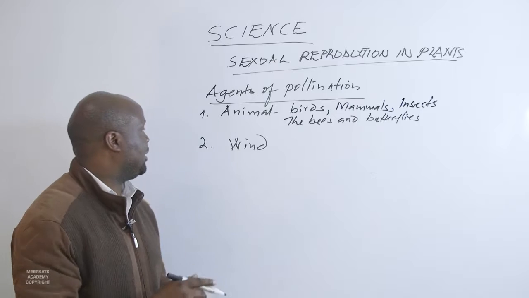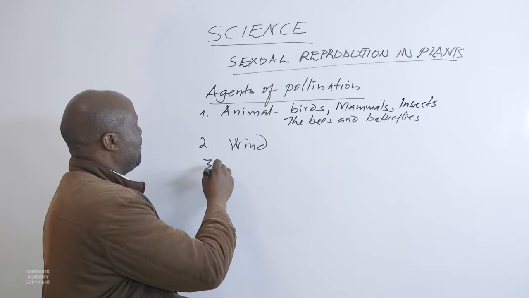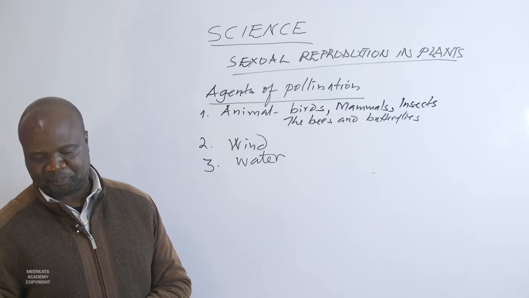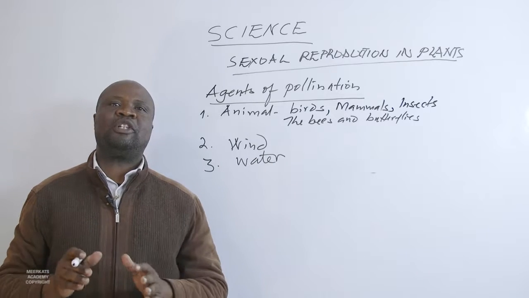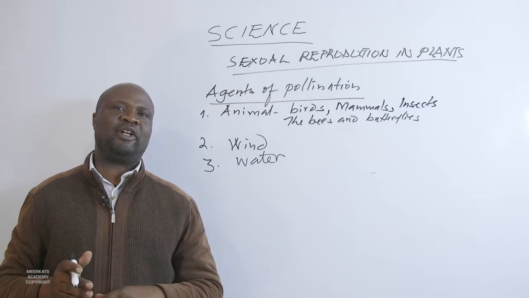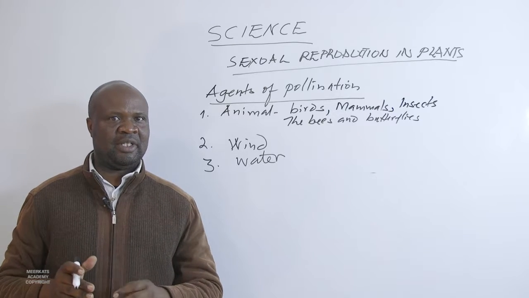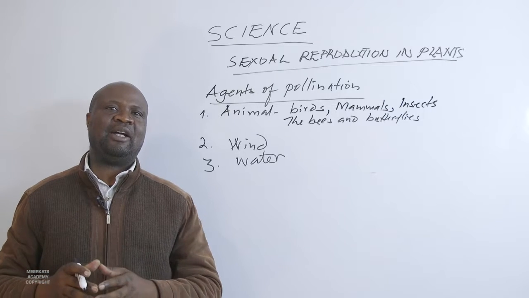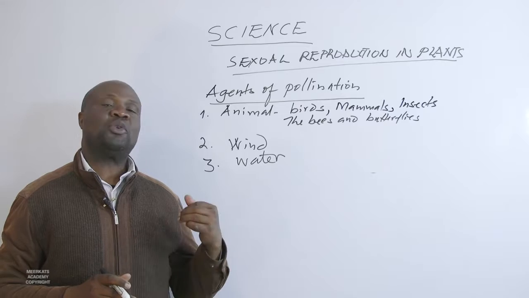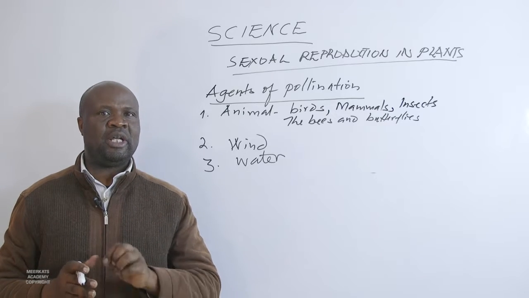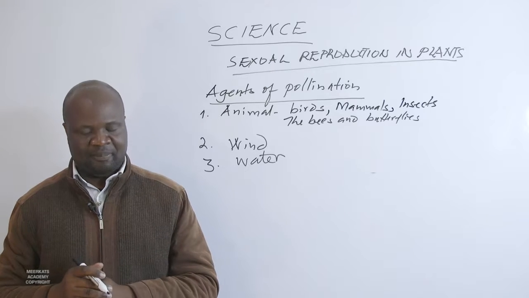The next agent is water. Water can carry pollen grains from one end of the river to another. And if they do this, then they will cause pollination, and fertilization will occur. So these are the three main agents of pollination in flowering plants.